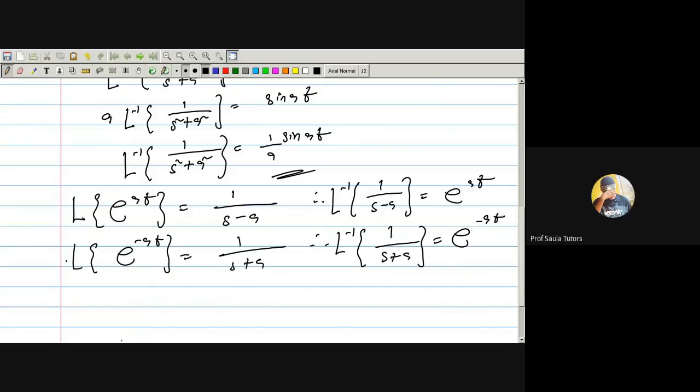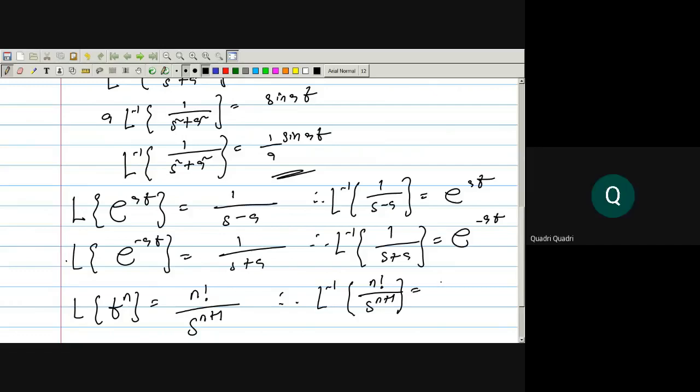Okay. Now, don't forget that whenever we are doing the Laplace transform of t raised to power n, our Laplace transform is n factorial over s raised to power n plus 1. If I ask you, what is the inverse Laplace transform of n factorial over s raised to power n plus 1? What do you tell me? t raised to power n.